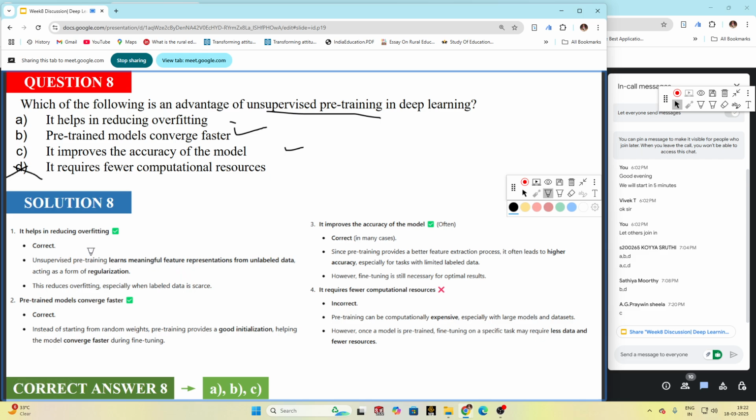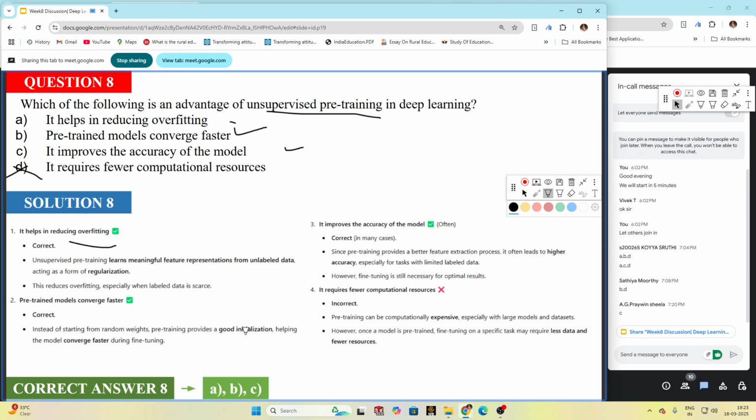So it reduces overfitting because we are doing this regularization step. Pre-trained model converges faster, that we all know. Improves the accuracy of the model, so option C should be more or less correct, because again it will perform well on the test data set. Option D is wrong, because we are adding another step.